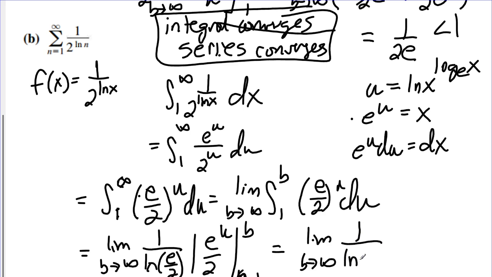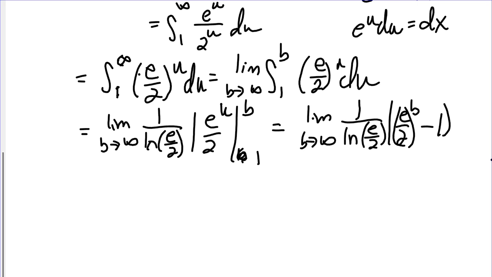So that leaves us then to work out our final solution, the limit as b goes to infinity of 1 over ln of e over 2 times plugging in our b for the u. We get e over 2 to the b power minus e over 2 to the 1, which is minus 1. That doesn't seem right. Regardless, I think that should be e over 2.